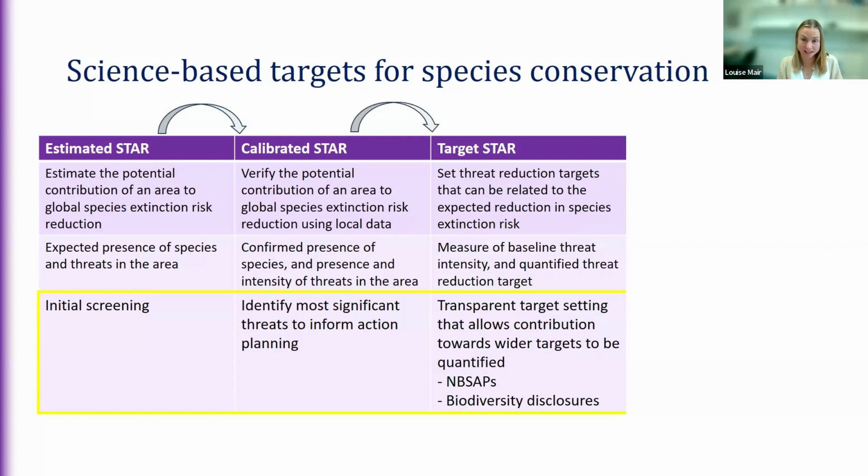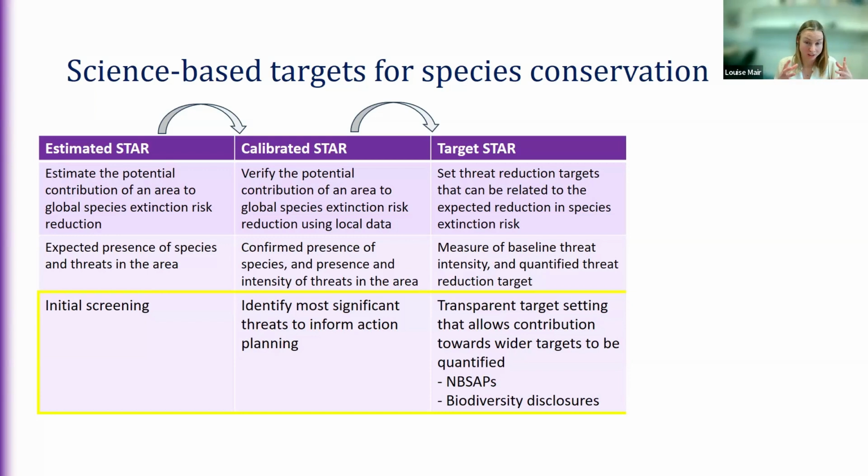What you would then do with that is set some target STAR scores. So you want to set threat reduction targets, and these threat reduction targets can be related to the expected reduction in extinction risk. At this point, you're going to need a measure of the baseline threat intensity in order to be able to make quantified threat reduction targets. So for example, you might be measuring the frequency of snares encountered during a transect walk, and you could aim to reduce that frequency, for example, by half.